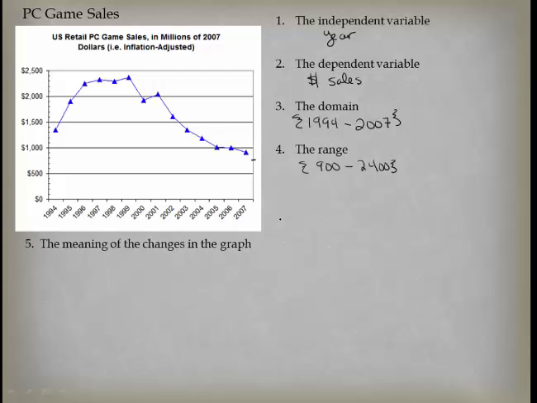Okay, the meaning of the changes in the graph. As we're coming along throughout this portion of the graph to here, so 1994 to 1997, this is increasing sales. Then we have a period of decrease. Then we increase again. And then we decrease. Then we have a brief increase. And then the rest of the graph is decreasing.